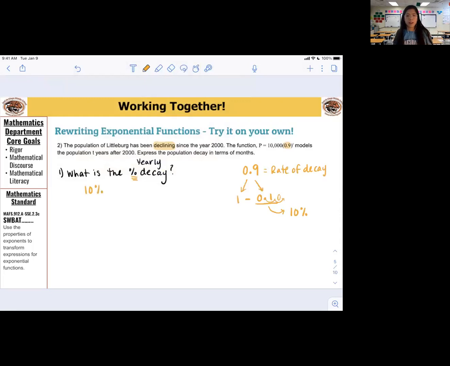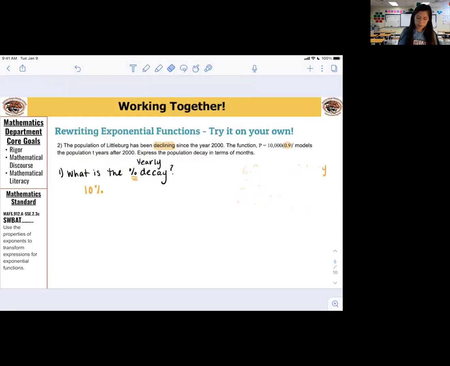Okay? Any questions on that? I know that that's a little bit trickier when it's decaying. It's a little harder to figure out the percentage. Questions? Okay. So that's my percent decay.